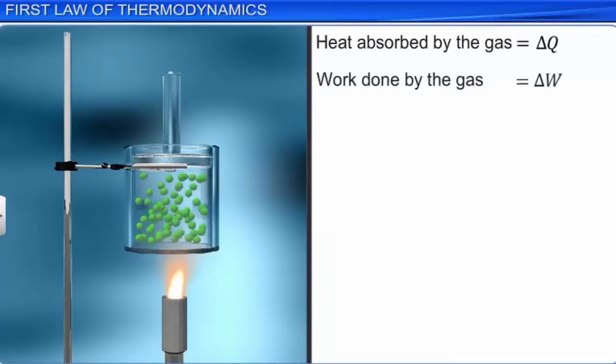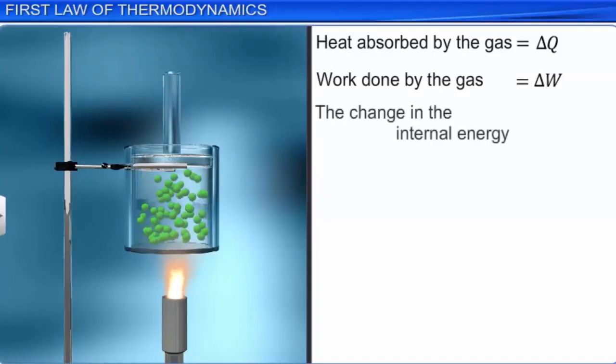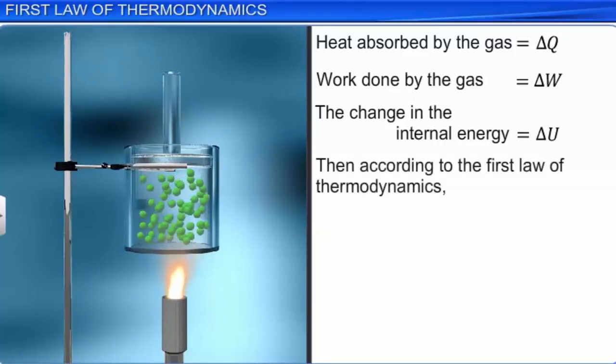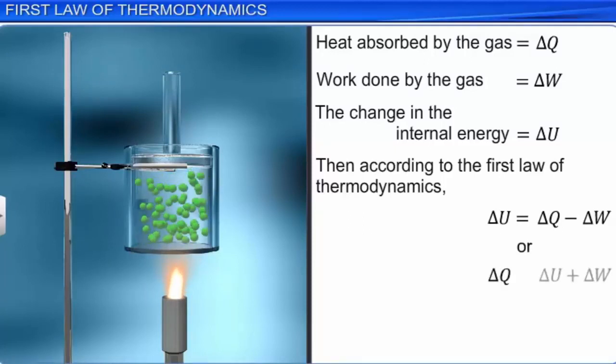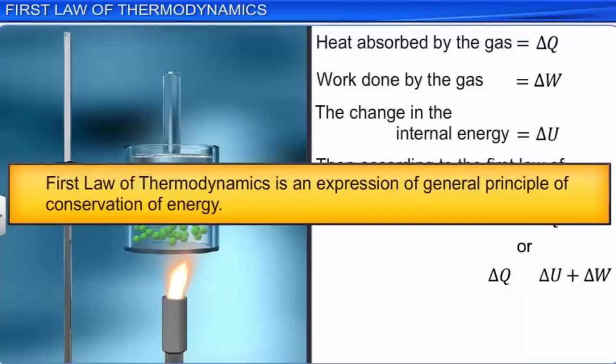During this entire process, if the change in the internal energy of the gas is delta U, then, according to the first law of thermodynamics, delta U is equal to delta Q minus delta W, or delta Q is equal to delta U plus delta W. Note that the first law of thermodynamics is an expression of the general principle of conservation of energy.